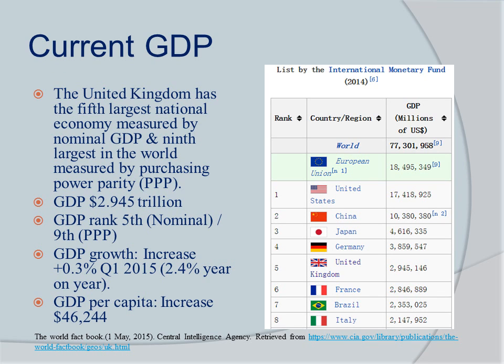At present, the United Kingdom has the fifth largest national economy measured by nominal GDP and the ninth largest in the world measured by purchasing power parity. The GDP last year was $2.945 trillion according to the Office for National Statistics.